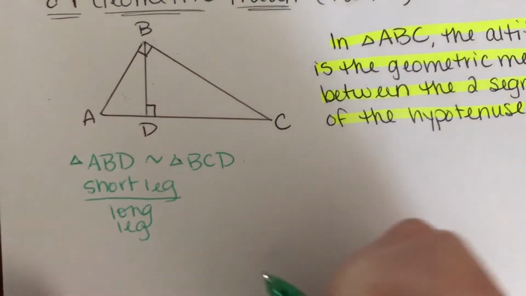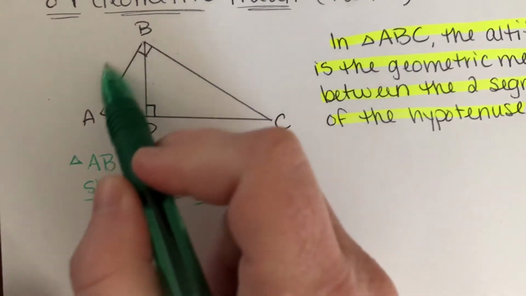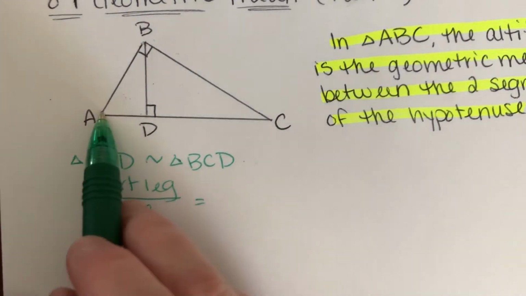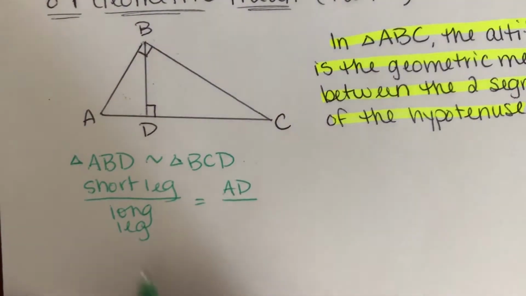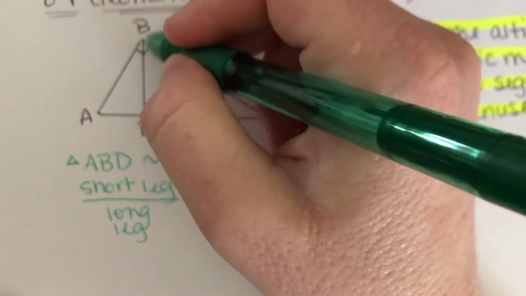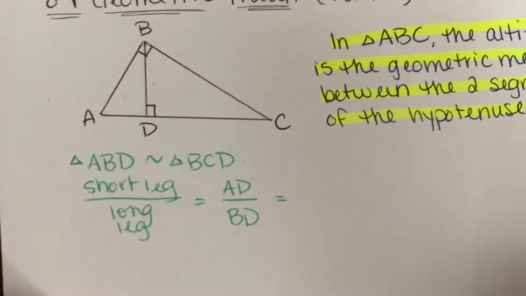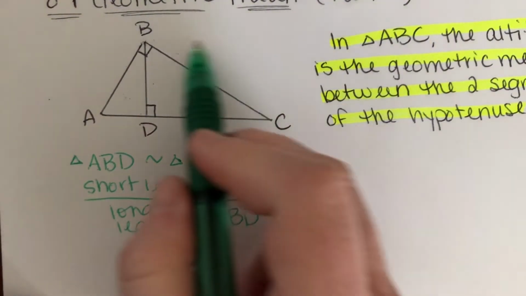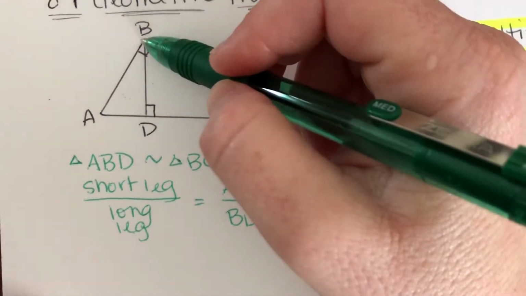Okay, I'm going to write a proportion, and this is how I'm going to come up with the numbers. In this smaller triangle, my short leg is AD, so I'm going to write line segment AD. My long leg is BD, this altitude. And that's going to be proportional to short leg over long leg in this other triangle. So what's the short leg of this other triangle? BD.